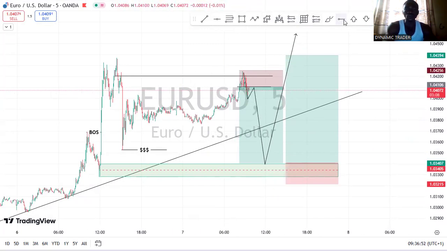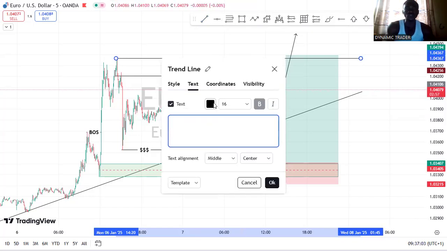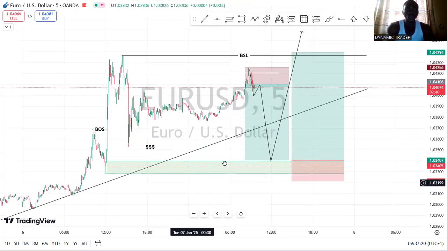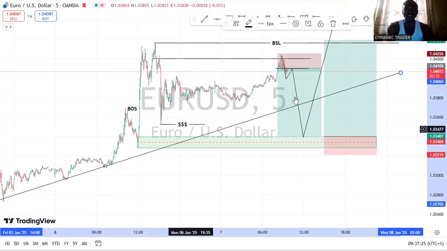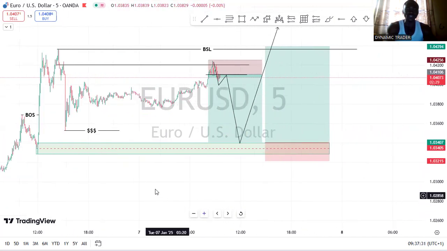So now let me plot this. This will be our target for take profit for the buy. Here is our take profit, or you can call it buy side liquidity, BSL. Here is our breaker structure, buy side liquidity, or you can call it the TP area. So these are the confluences. I'm not just trading off this trend line. I'm just using it as a confluence that this is what is going to attract price to the downside.